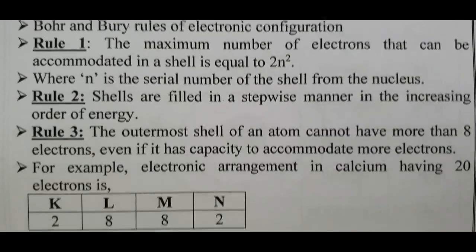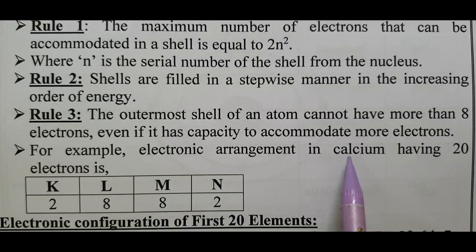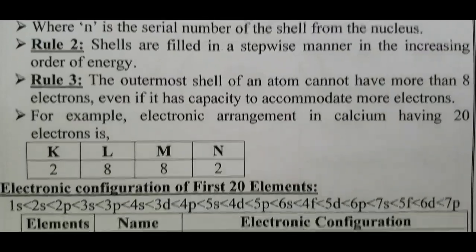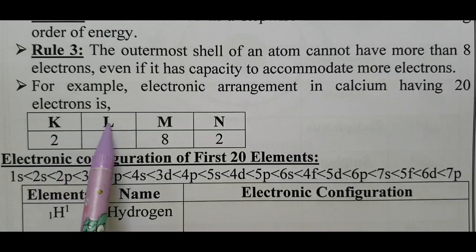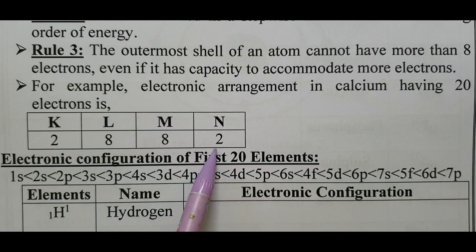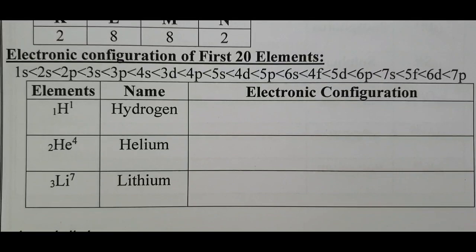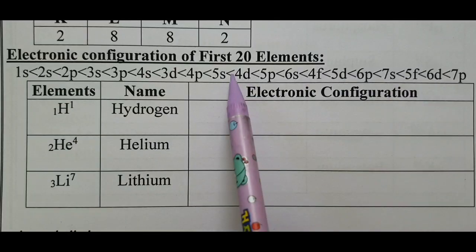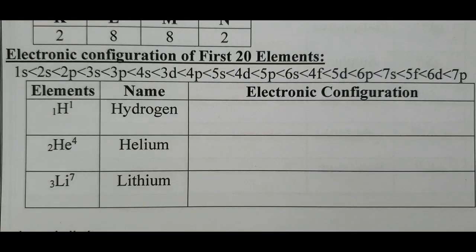For example, the electronic configuration of calcium, atomic number 20, is: K shell 2 electrons, L shell 8 electrons, M shell 8 electrons, N shell 2 electrons. Now the electronic configuration of the first 20 elements we are going to write according to the Aufbau principle. So this is the order of increasing energy of all these orbitals.